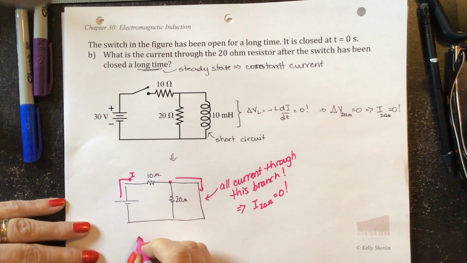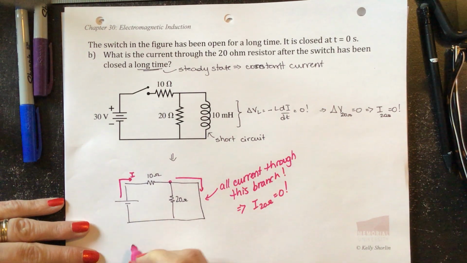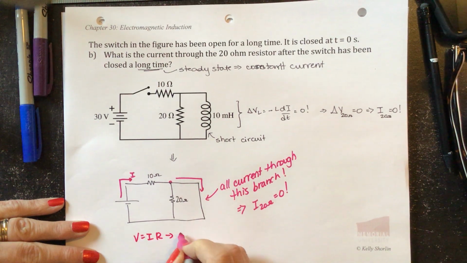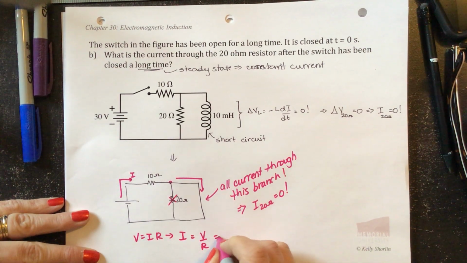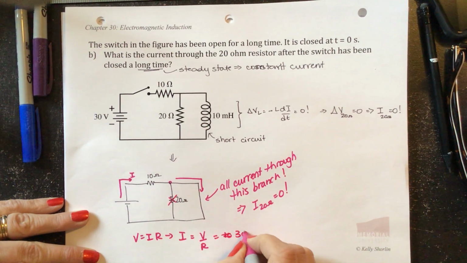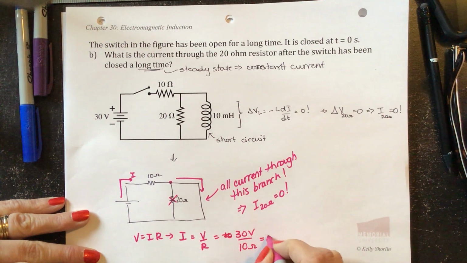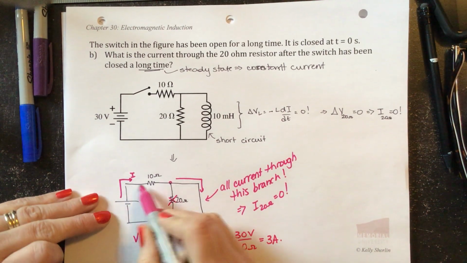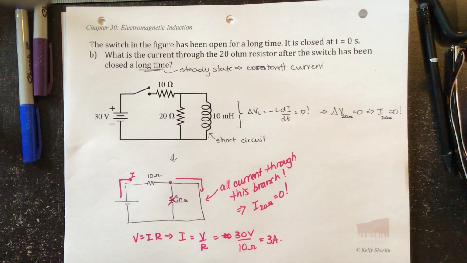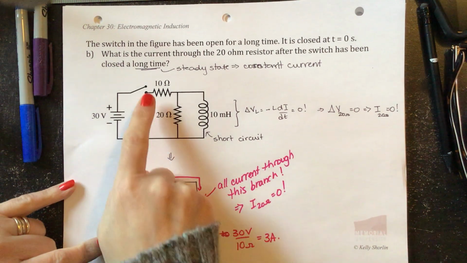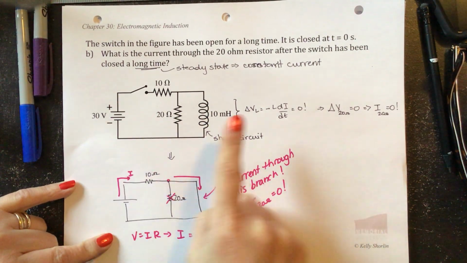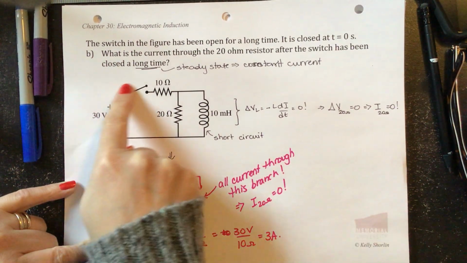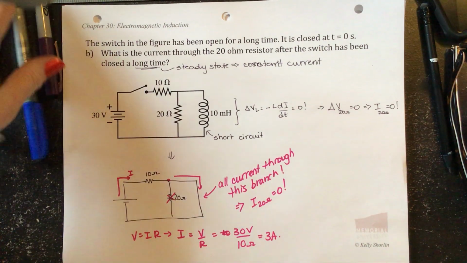And then if you wanted to find your I, you would do V equals IR, I equals V over R. So it's like this guy is not even here. 30 volts divided by 10 ohms equals 3 amps. The question didn't ask for what is the current output by the battery, but we can find it, so why not figure that out? So after the switch has been closed for a long time, the current flows around the loop this way because it doesn't want to go through a resistor. There's no current through this branch, and the current through this part is going to be 3 amps.